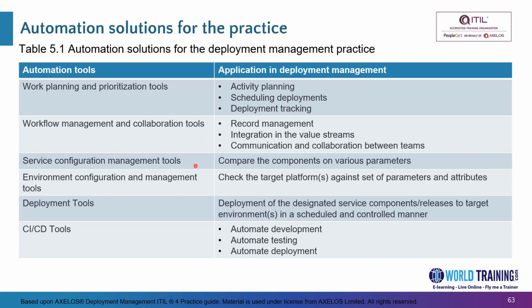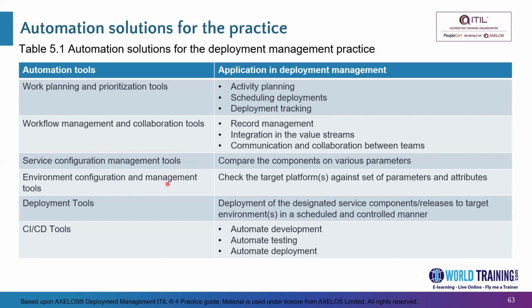Then we have the service configuration management tools. This is just one statement here to compare the components on the various parameters. So meaning there could be different service configuration items, and the various CIs can be compared on their parameters. So for example, there could be various network links, and the parameters of those network links could be compared, or there could be different servers, different software applications, and those could be compared.